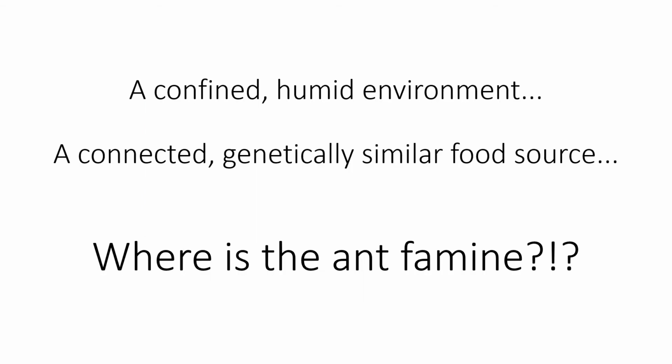So we have a confined, humid environment. We have a connected, genetically similar food source. Why is there no ant famine? How are there 230 successful species of this type of ant if we have perfect conditions for a blight on all of their fungal garden, right?